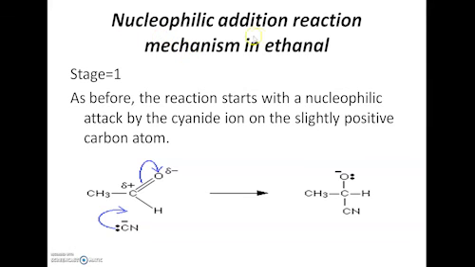Another example, the nucleophilic addition reaction mechanism in ethanal. Stage 1, this is ethanal. Oxygen is slightly negative because of its highly electronegative value, 3.5. Carbon is slightly positive. This makes the nucleophilic attack easy. When the nucleophile attacks here, the pi bond's electrons shift towards oxygen and oxygen becomes fully negative, and the cyanide ion attaches to the carbonyl carbon.